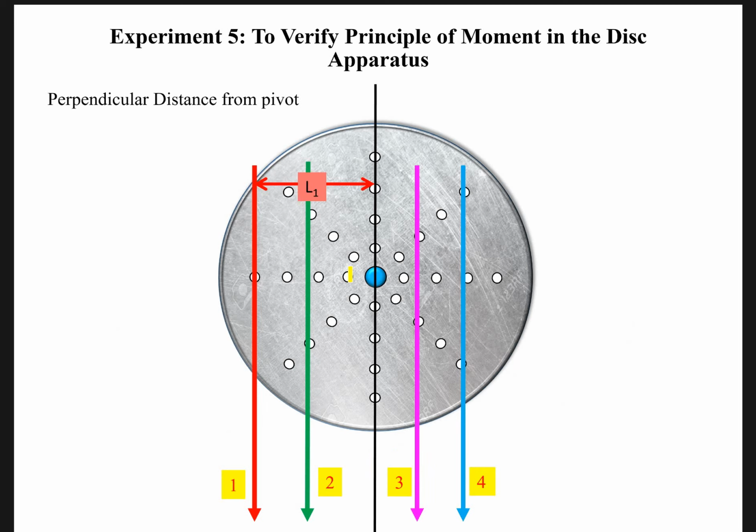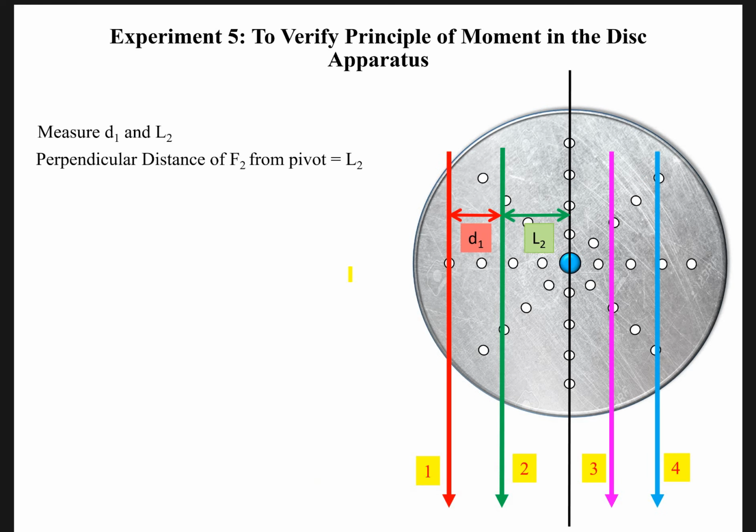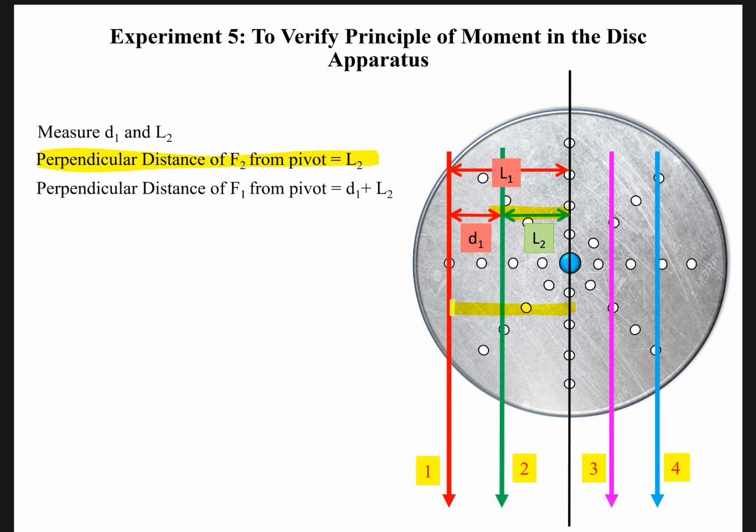Now, what you have to do next in the apparatus, I told you before that you have to use a ruler or a tape. So this is where the ruler or tape is to be used. You have to measure the moment arms, all the distances from the hangers to the pivot, right? You have to measure all these values. You have to measure D1 and L2. The perpendicular distance of F2 from the pivot is equal to L2, right? This is L2, and by adding D1 and L2, you will get this complete distance, which is from W1 to the pivot. So you'll be needing this distance when you calculate the moments in the end.